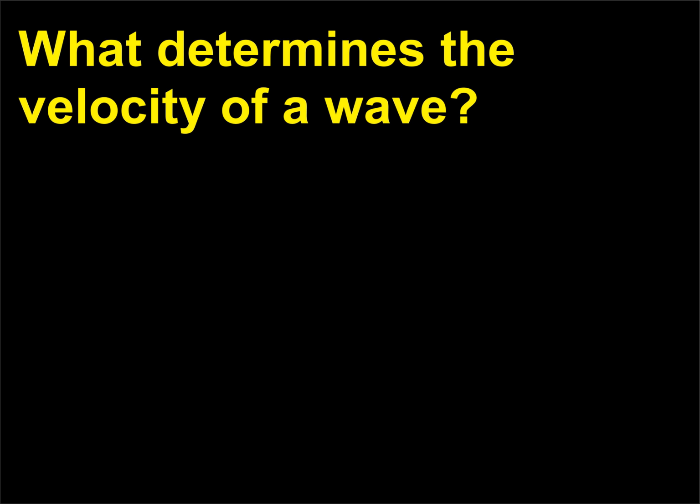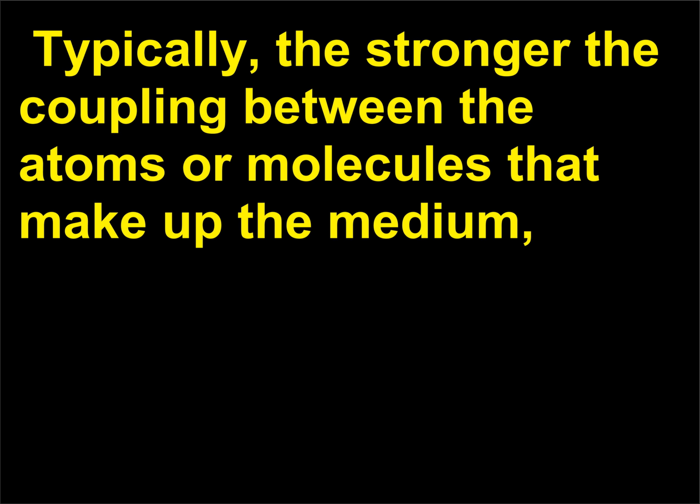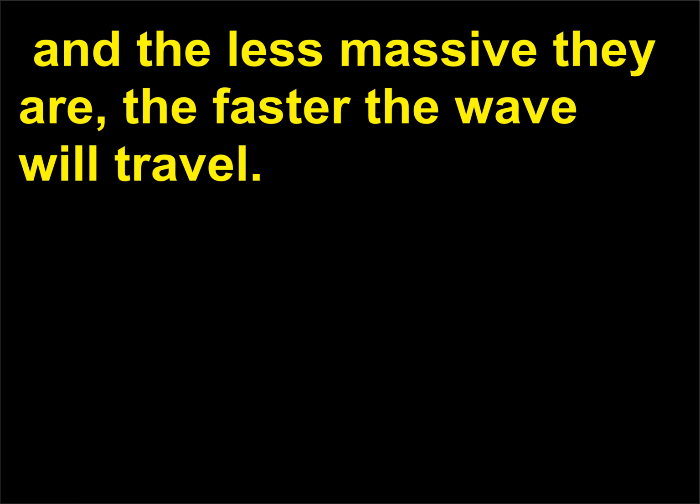What determines the velocity of a wave? The velocity of a wave depends upon the material or medium in which it is traveling. Typically, the stronger the coupling between the atoms or molecules that make up the medium, and the less massive they are, the faster the wave will travel.